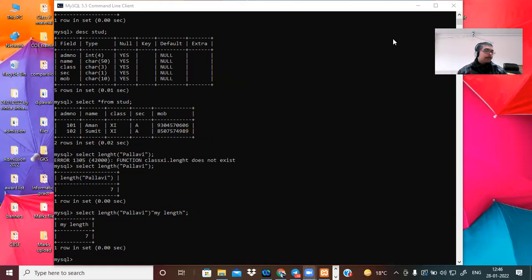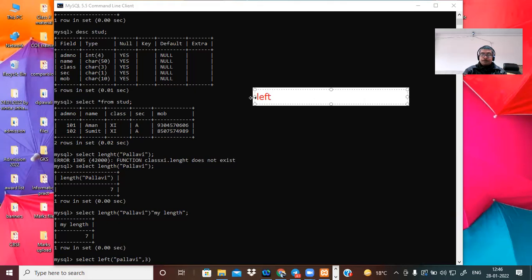Now we will see another function. After length, we have the other function, that is left. Okay, see here, left. Select left, and I'm writing PALLAVI, 3. Now what will it do? It will select the given number of characters from the left side. So here we have the function left.